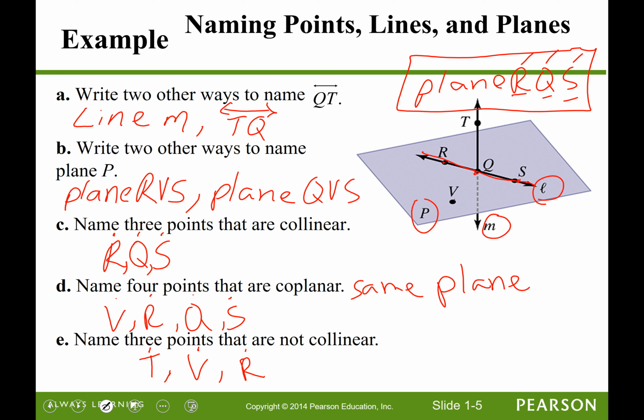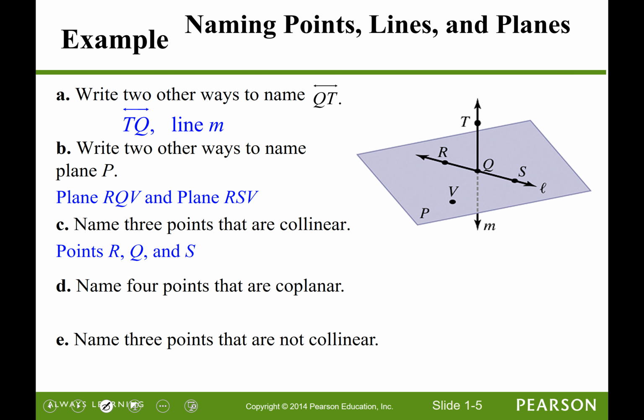Just name their 3 points, separate them with commas, put dots above, and make sure that one single line cannot pass through all 3 of those points, and you will have a correct answer of 3 points that are not collinear.